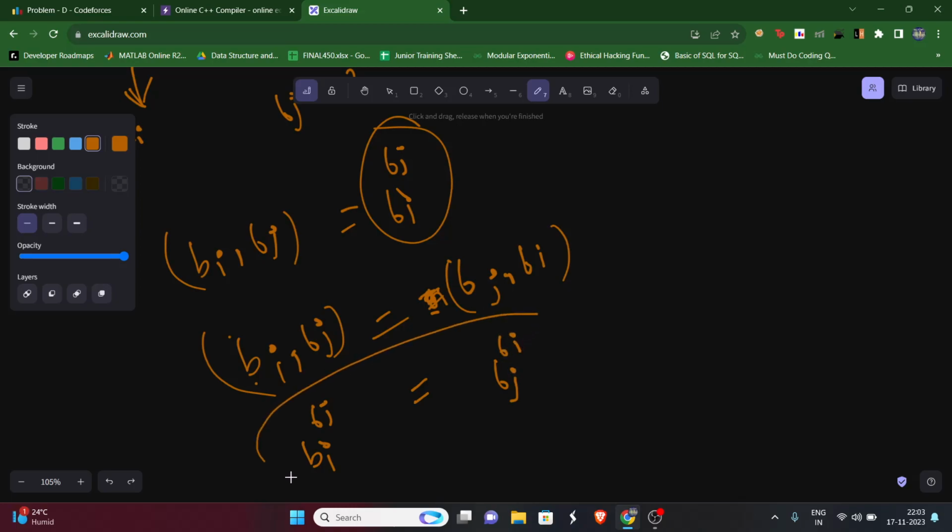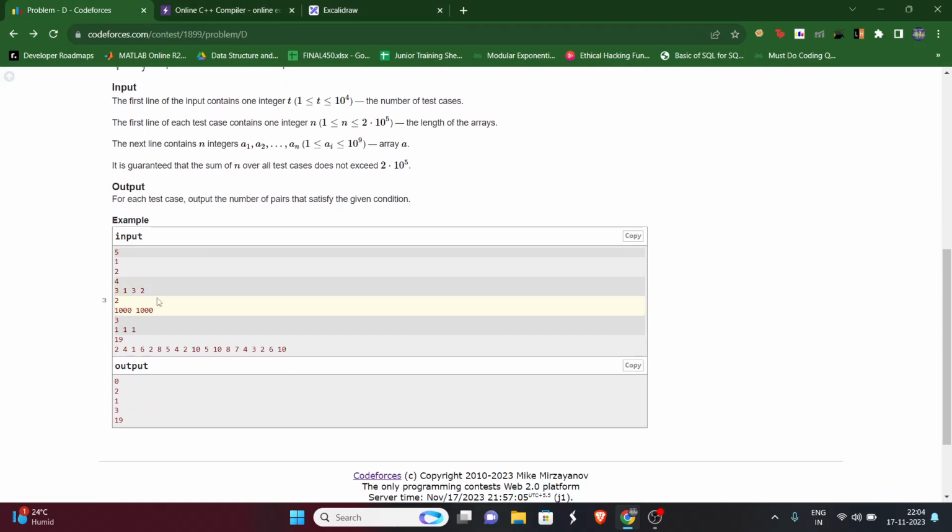So he wants to know how many indices are there such that i is less than j and this condition is satisfied. To understand it better, you can go with an example, pick all the elements and you can see.